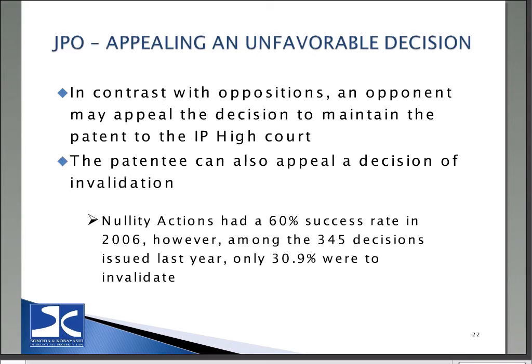And once a decision by the board of the JPO is given, either party can appeal an unfavorable decision. Therefore, in opposition, only the patentee can file an appeal to the IP High Court, but in nullity actions, either party, if dissatisfied with the decision, can file an appeal to the IP High Court.